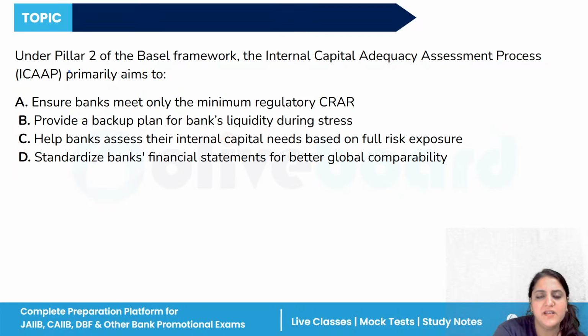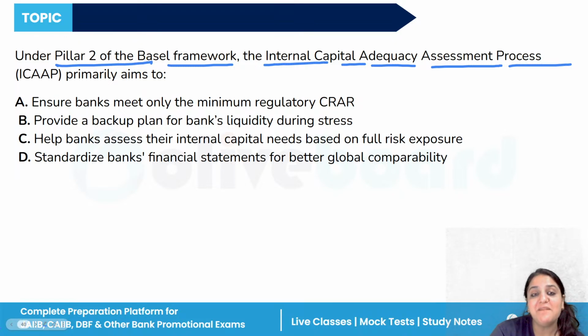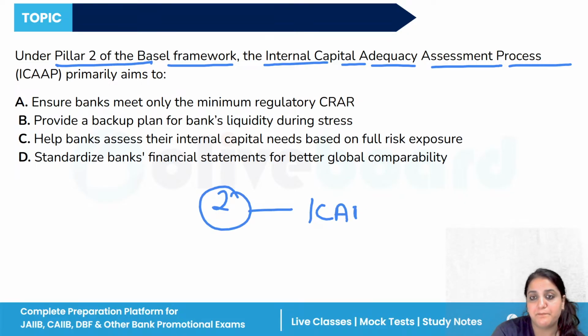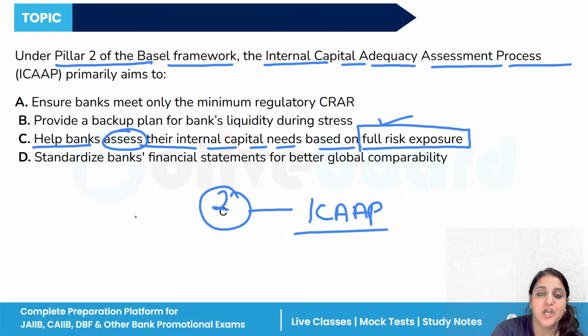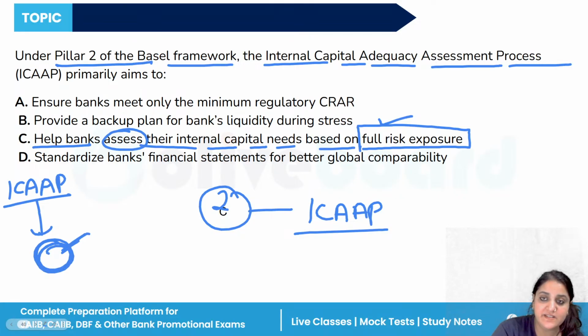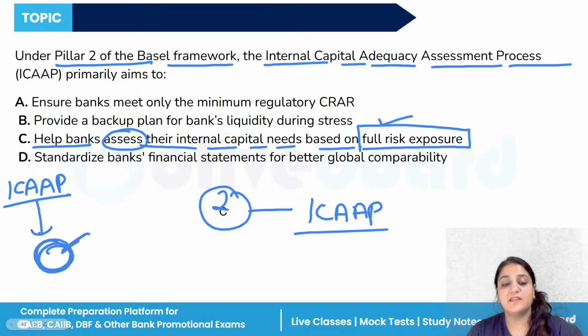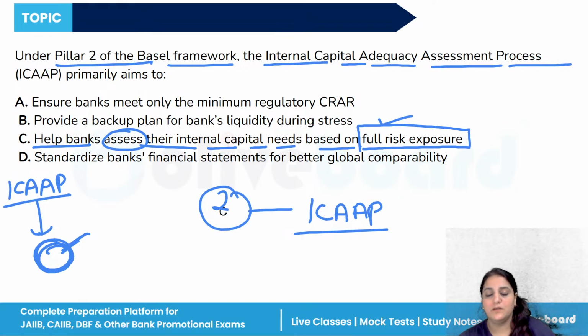Under Pillar 2 of the Basel framework, the internal capital adequacy assessment process, ICAAP, primarily aims to help the bank assess their internal capital needs, which is based on full risk exposure. So ICAAP helps the banks assess their internal capital needs based on full risk exposure. So the correct answer is option C.